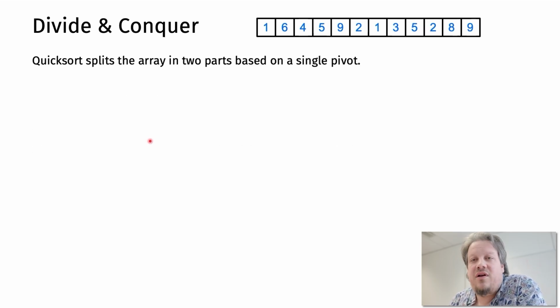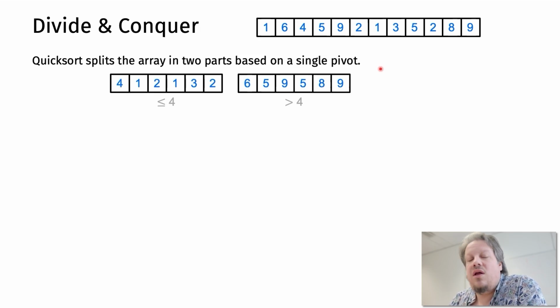It's a divide and conquer algorithm. So quicksort is, of course, a divide and conquer algorithm, and it splits the array in two parts based on a single pivot. Let's say I get very lucky and I pick 4 as my pivot. So we're splitting the array into those elements that are less or equal to 4 and strictly larger than 4. Or maybe I put the 4 on the other side, doesn't really matter for our argument here. And then it looks like this, and I can recurse on both sides.